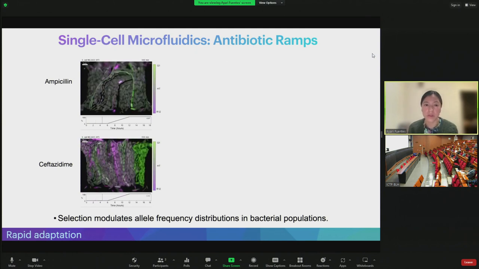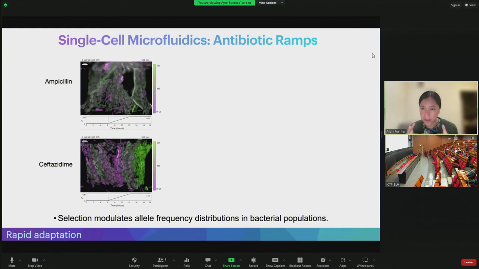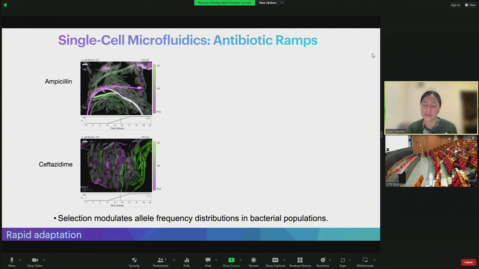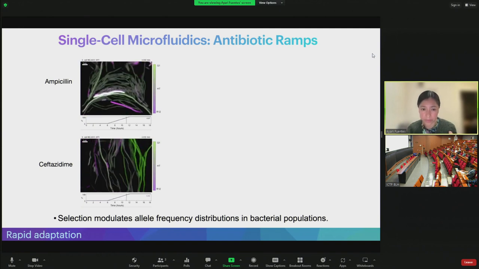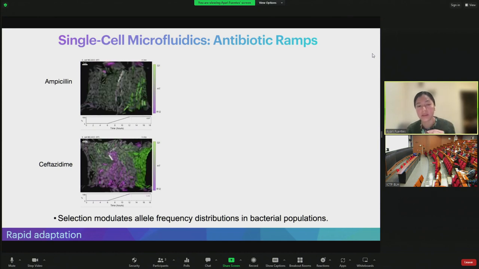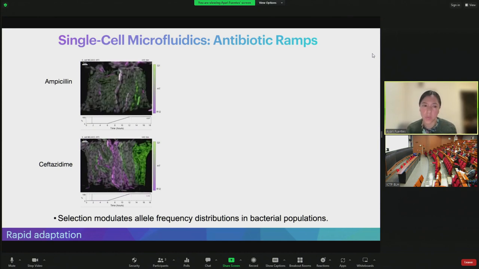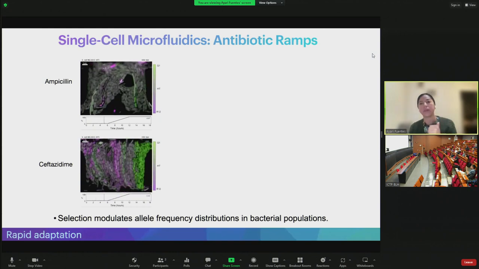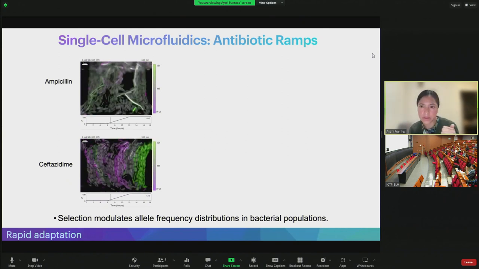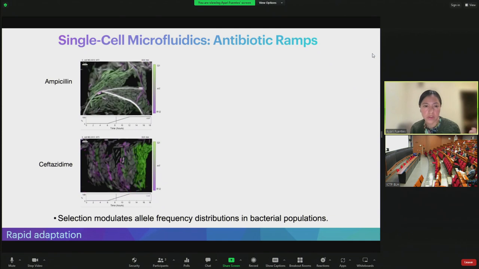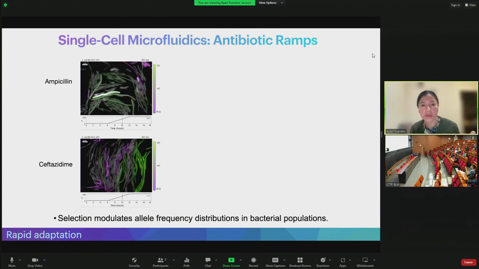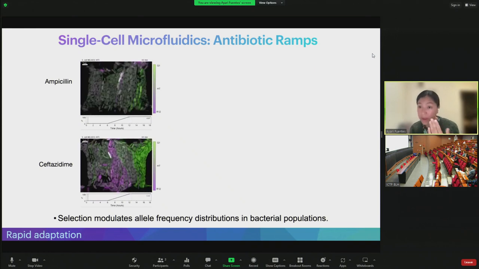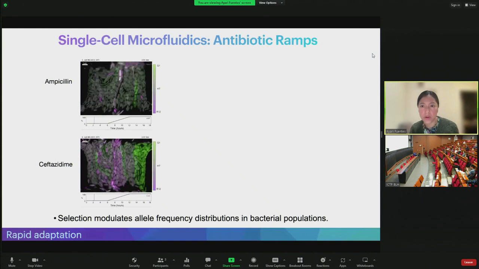In this video, at the top, we see a heterozygous population, but now with a pulse of ampicillin. Ampicillin is the antibiotic that BLATM1 is resistant to. At the bottom is a pulse of ceftazidime on the same population, but ceftazidime is the antibiotic that BLATM12 is resistant to. As you can see, with the ramp of antibiotic, the amount of antibiotic we are using is very, very high.